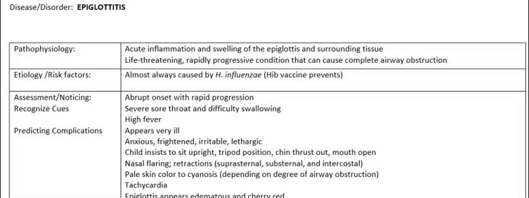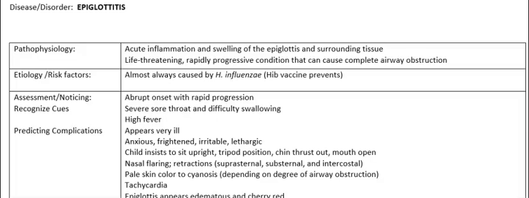Hello, this recording will go over epiglottitis. So "itis" on the end of the word there, you know that means inflammation, infection. And in this instance, we're talking about inflammation or infection of the epiglottis. So a quick review, what is the epiglottis? Do you remember that one?